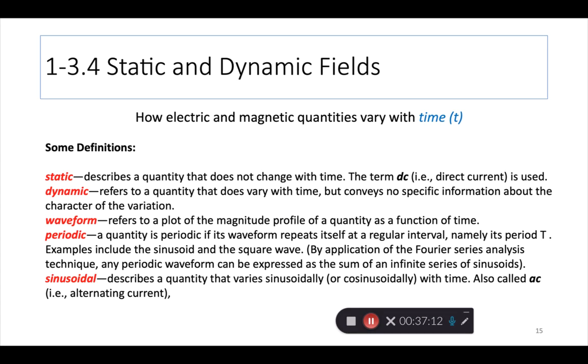Okay, now we come to static and dynamic fields. When time is brought into the picture, right? Varying time. How do electric and magnetic quantities vary with time? That's something we'll study in static and dynamic fields. And what is static and what is dynamic, what is periodic, what is sinusoidal? I'm sure you know all these by now, but a summary is available in the textbook, and I brought it here. I'm not going to read this, please do it yourself.